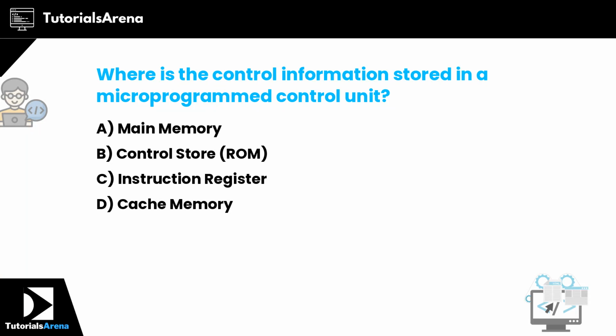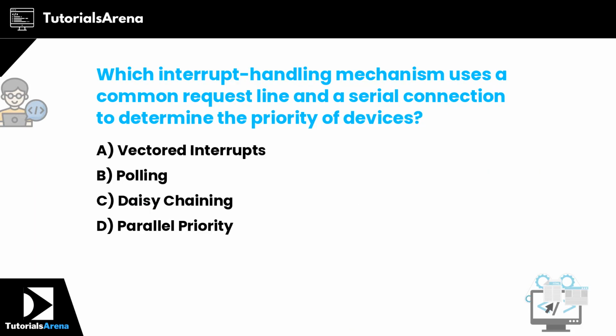Where is the control information stored in a microprogrammed control unit? The correct answer is option B, control store, ROM. Which interrupt handling mechanism uses a common request line and a serial connection to determine the priority of devices? The correct answer is option C, daisy chaining.